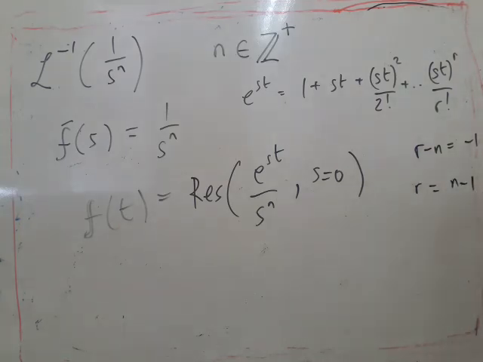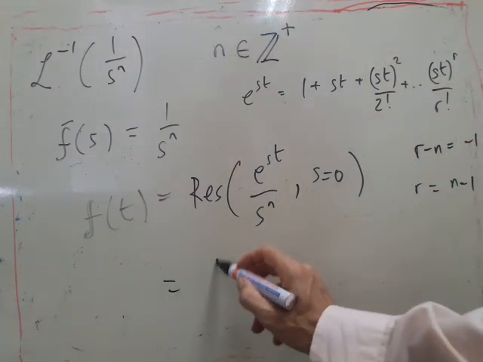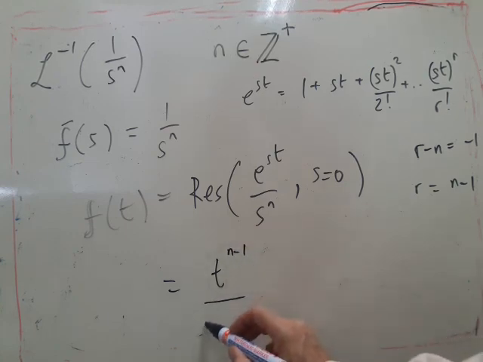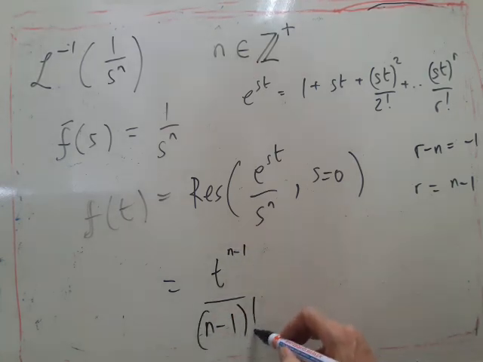So when r equals n minus 1, the coefficient we get is simply t to the n minus 1 over n minus 1 factorial.